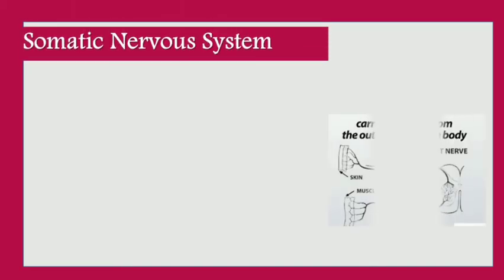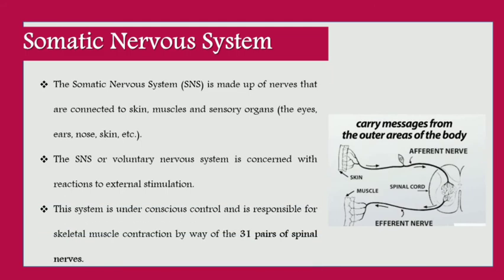Next is the somatic nervous system. The somatic nervous system is made of nerves that are connected to skin, muscles, and sensory organs such as eyes, ear, nose, skin, etc. The somatic nervous system or voluntary nervous system is concerned with reaction to external stimulation. This system is under conscious control and is responsible for skeletal muscle contraction by way of 31 pairs of spinal nerves.